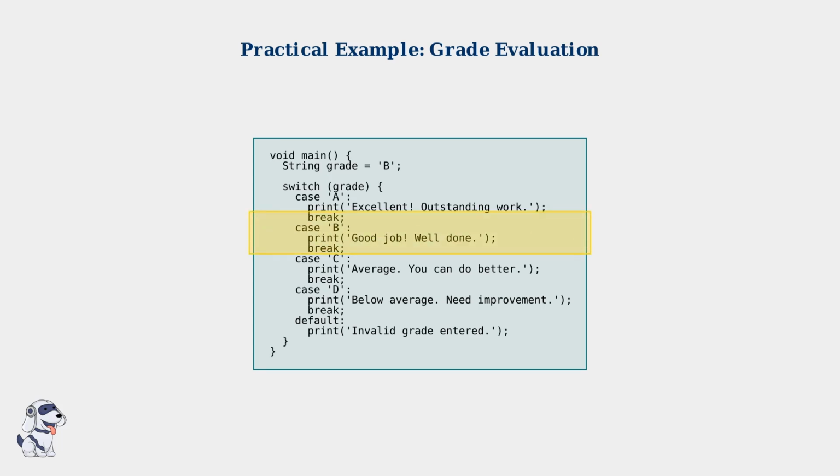Notice how the execution flows directly to the matching case B, executes the print statement, and then the break statement prevents it from falling through to the next cases. The break statement is crucial in switch statements. Let's understand why it's so important.